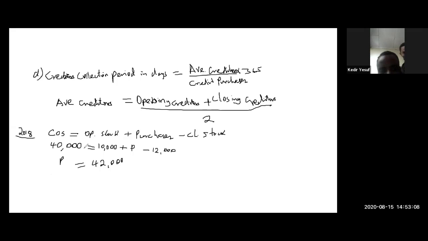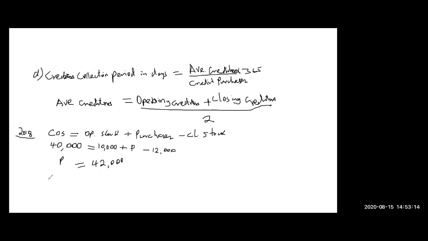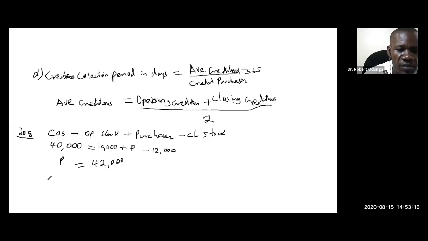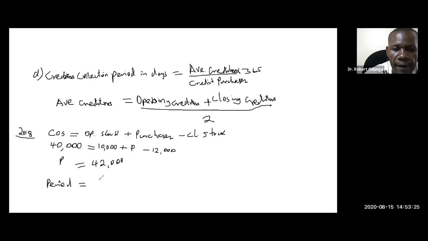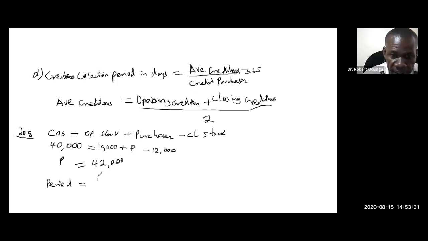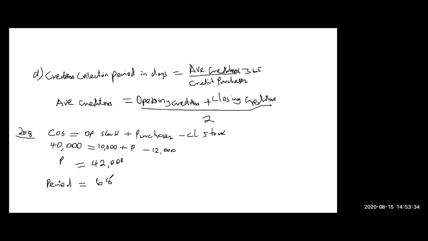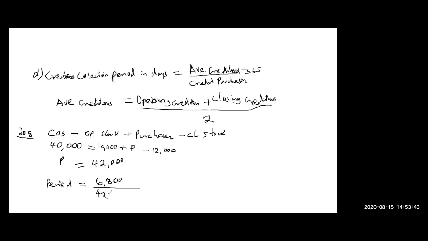So this is what you're going to substitute in our equation here, right? So our period in days is equal to, what is our average creditors? It was 6,800. Am I right? Over 42 times 365.